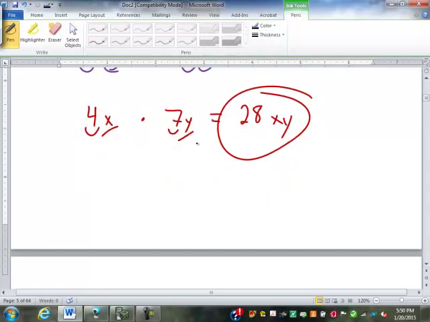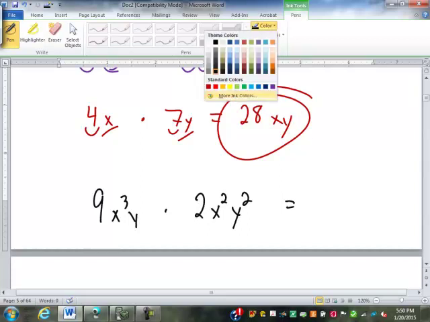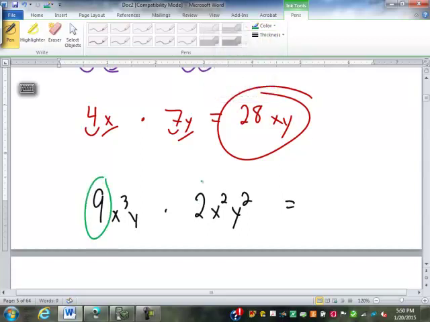So when we run into numbers that have more than one name, we might have 9x to the third y times 2x squared y squared. We're going to combine the counts first. 9 times 2 is 18, and then we can combine the names. We can combine each name separately if we want to. X to the third times x squared is x to the fifth. Good. Y times y squared, y to the third.